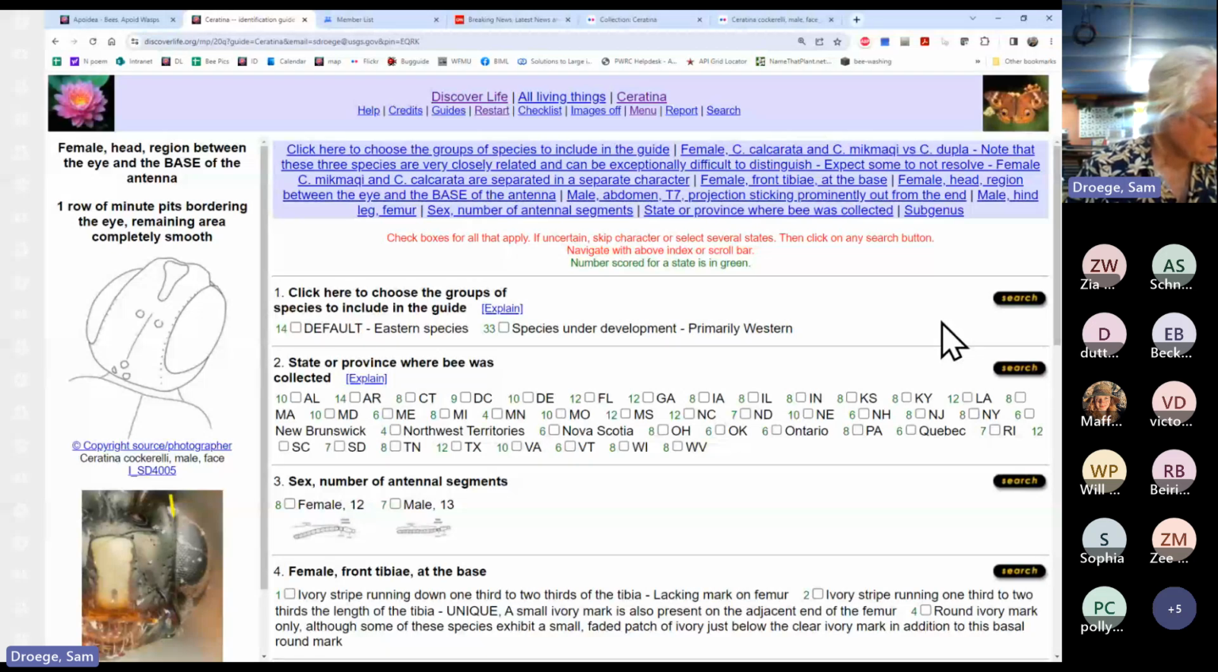Okay, the triad that many people struggle with: you have dupla, calcarata, and mikmaqi. Mikmaqi was described relatively recently, also by Sandra and others, and dupla and calcarata have been around for quite a long time. Mikmaqi females would have come out of the calcarata clan, so you're not going to see any differentiation, say, from Mitchell, who did not recognize mikmaqi.